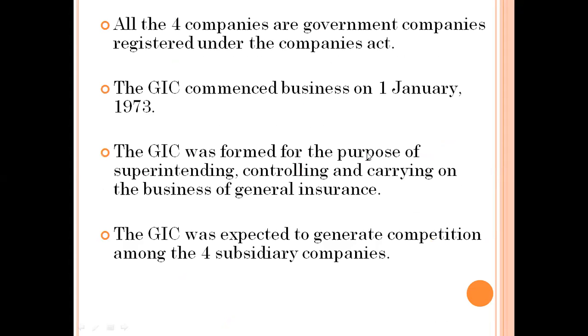All four companies are government companies registered under the Companies Act, and they started business from the 1st January 1973. GIC was formed for the purpose of superintending, controlling, and carrying on the business of general insurance.